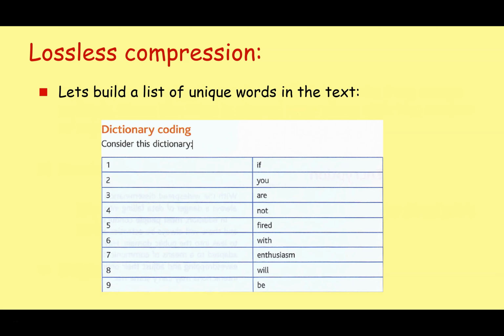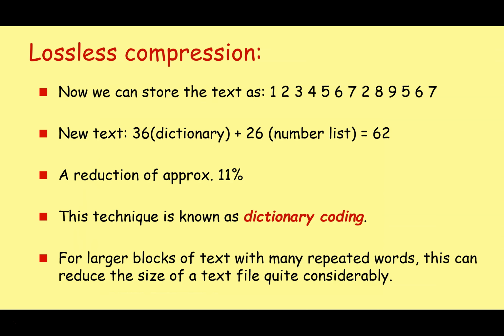Let's build a list of unique words in the text. So there are 9 unique words, and we can say, all right, "if" is going to be represented by the number 1, "you" is going to be represented by the number 2, and so on and so forth for all 9 words. Now we can store the text as 1, 2, 3, 4, 5, 6, 7, 2, 8, 9, 5, 6, 7.